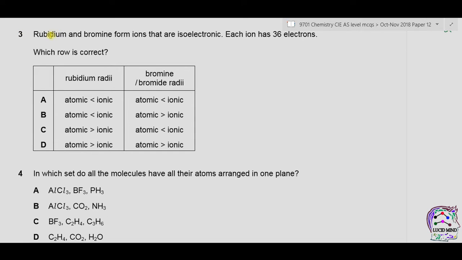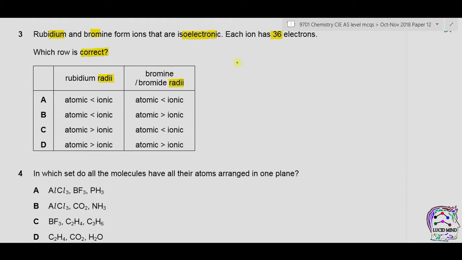Question 3. Rubidium and bromine form ions that are isoelectronic. Isoelectronic means they have same electrons present. Each ion has 36 electrons. Which row is correct? First thing is the radii of rubidium when it is atom and when it is ion, and second thing is the radii of bromine when it is atom and when it is ion.